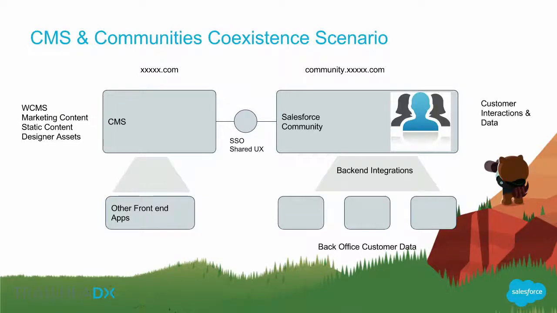Now, I want to just touch base on the reference architecture that a lot of our customers ask about. The best advice that we can give you as our customer, our partner, is to make sure that you're using your content management system for your web content. So it's your marketing, your static content, all your designer assets. And then communities is the place where you build apps. This is where you have service, partner, because your customer data is stored in Salesforce, and Salesforce Community Cloud is just a window into your CRM.